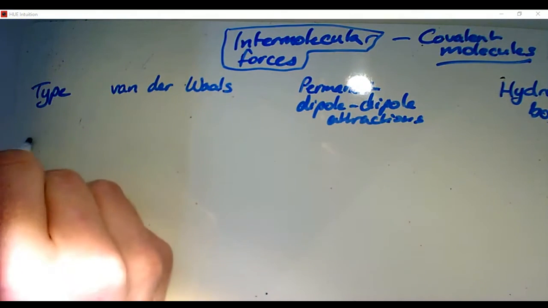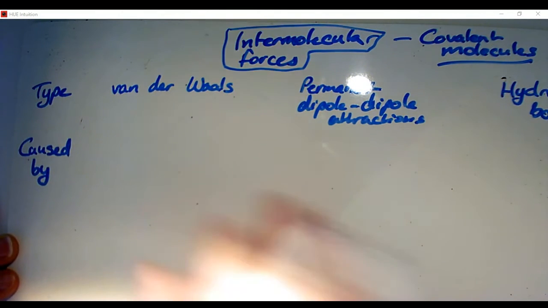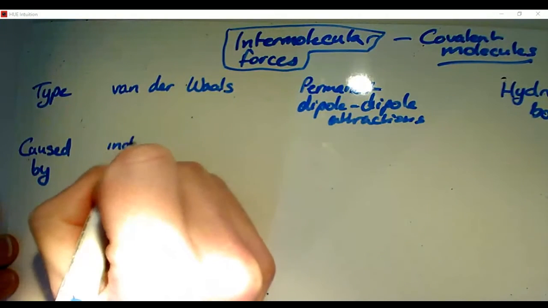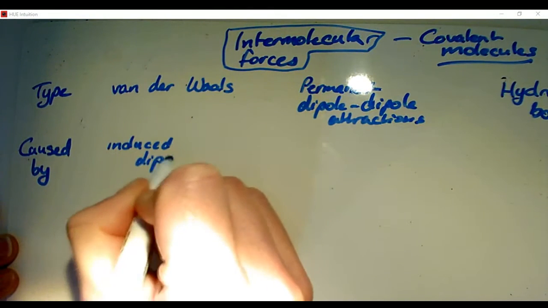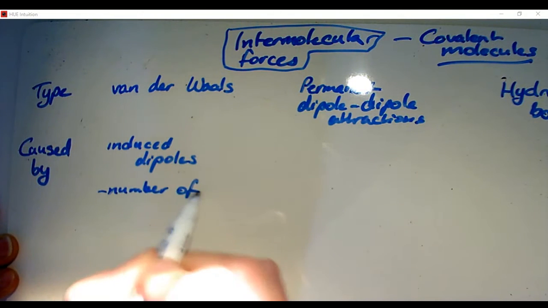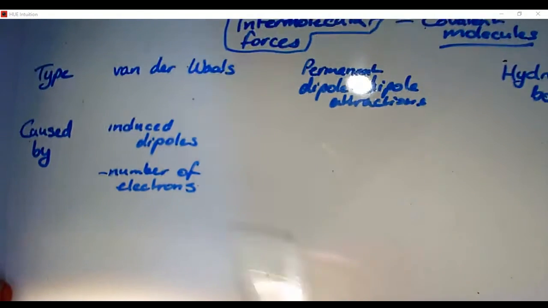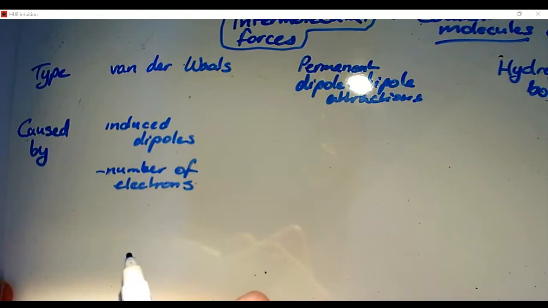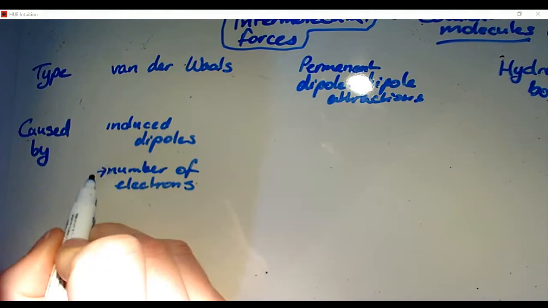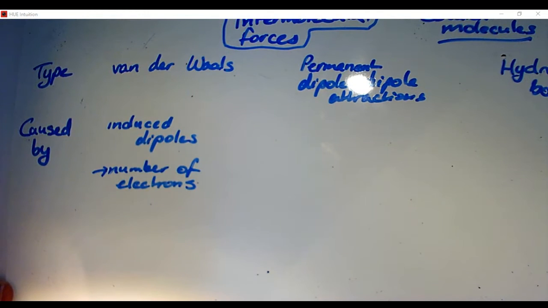Now, the causes: what gives rise to each of these intermolecular forces? Van der Waals forces are caused by induced dipoles, and it's influenced by the number of electrons. Every electron will give an induced dipole, so more electrons, more van der Waals forces. When you're reading the notes after, you'll see that the larger the molecule, or the more electrons a particular particle has, the more van der Waals forces it has, and the more energy it will take to break them.